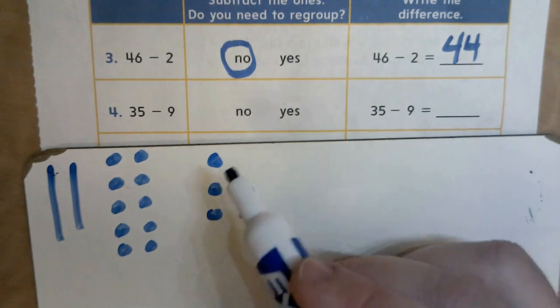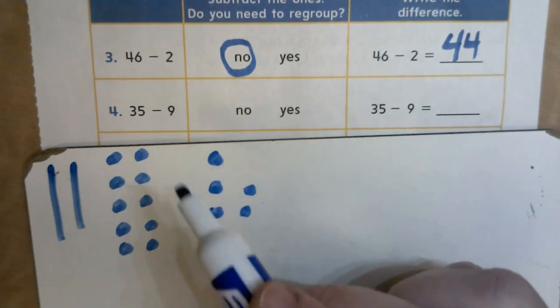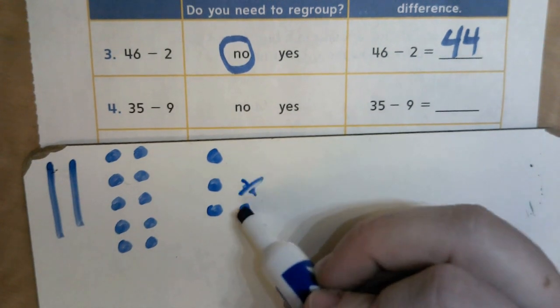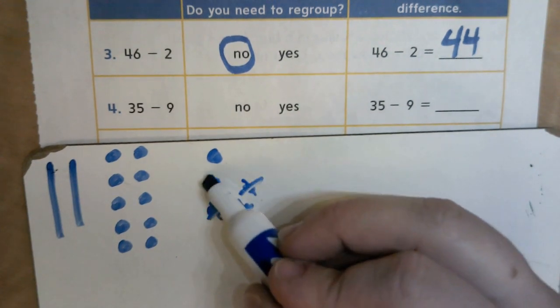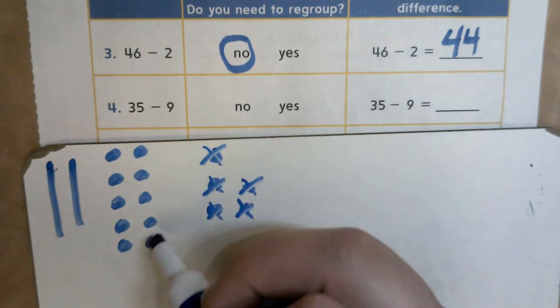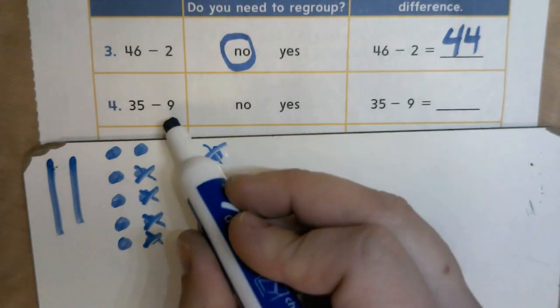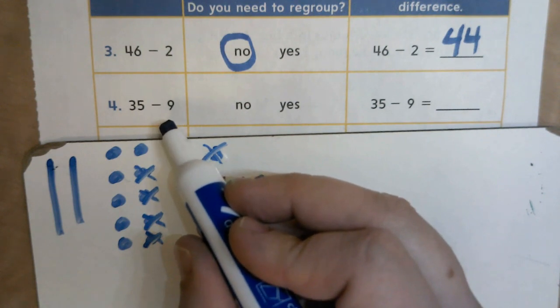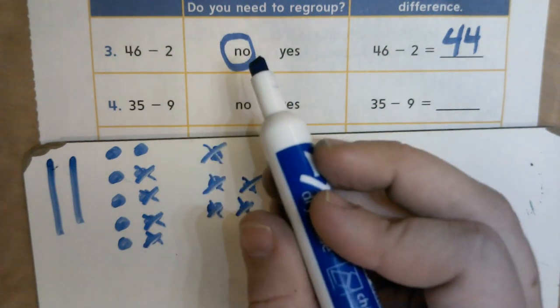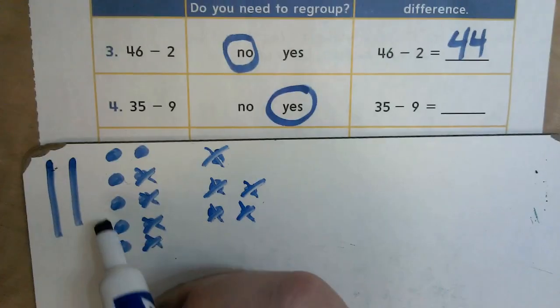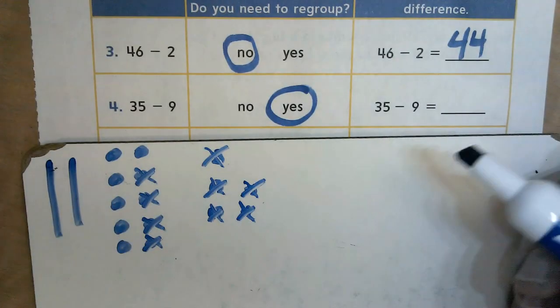I already had 5 ones. I added 10 more to it. So now I can subtract my 9. Well, let's go ahead. 1, 2, 3, 4, 5, 6, 7, 8, 9. And I stop at 9 because that's what it wanted me to take away. Did I need to regroup? Yes, I had to take one of my straights and turn it into 10 ones.